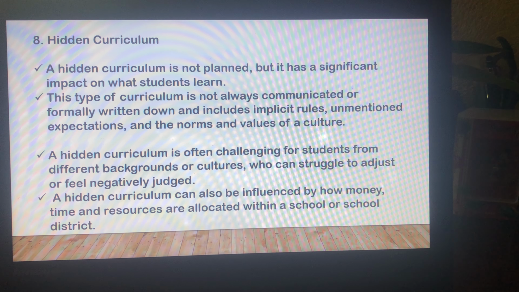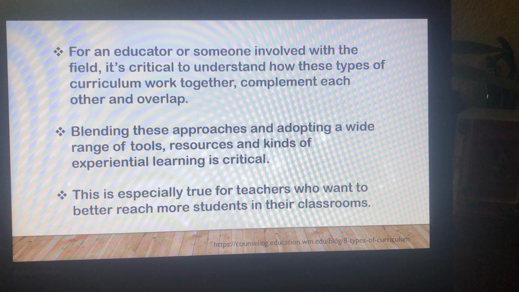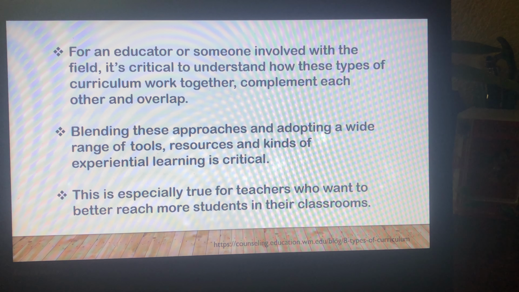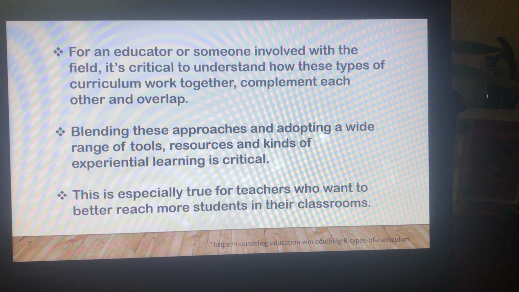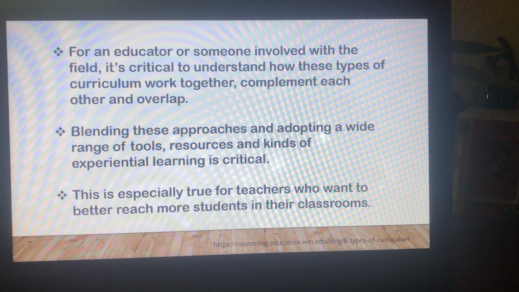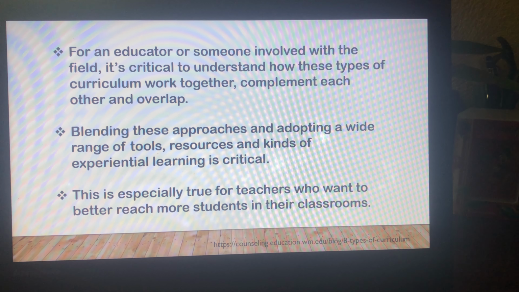So, the hidden curriculum can be influenced by how money, time, and resources are allocated within a school or school district. For an educator or someone involved with the field, it's critical to understand how these types of curriculum work together, complement each other, or even overlap. So, blending these approaches and adopting a wide range of tools, resources, and kinds of experiential learning is critical. This is especially true for teachers who want to better reach more students in their classroom. We've just got to be prepared with the many, many types of curriculum.